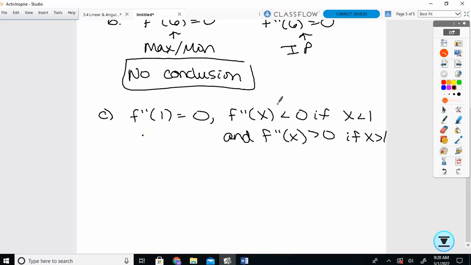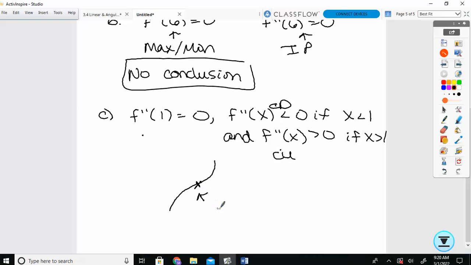It's an inflection point. The second derivative is less than 0 if x was less than 1. So what does that mean if the second derivative is less than 0? It's concave down. And then the second derivative is greater than 0 after 1. So that means it was concave up. So we were concave down, so it was curved downwards, and then it switched to concave up. So what's really the only thing you can tell me about this graph?